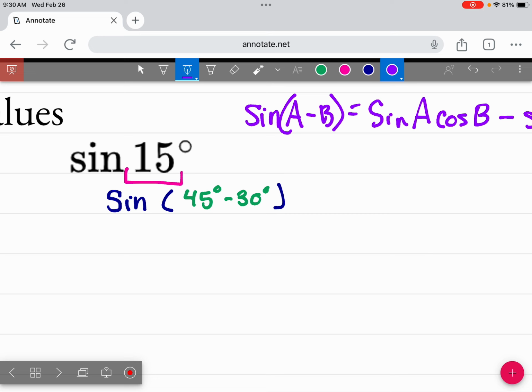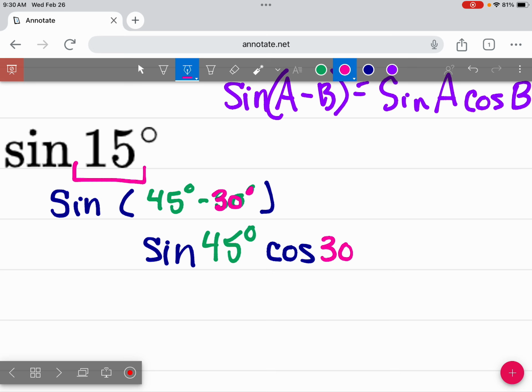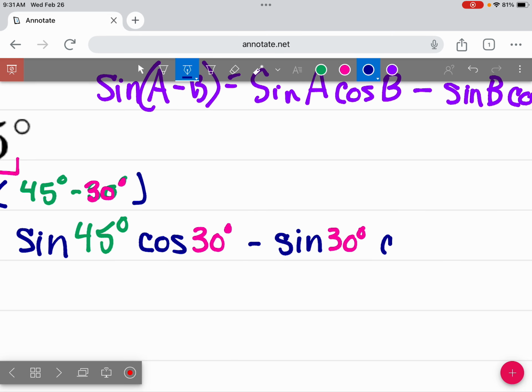So we can take this sine of 45 degrees minus 30 degrees and rewrite this as sine of 45 degrees. I'm going to do the 30 in pink just so we can keep track. Times our cosine of 30 degrees. And then we're going to subtract our sine of 30 degrees times our cosine of 45 degrees.